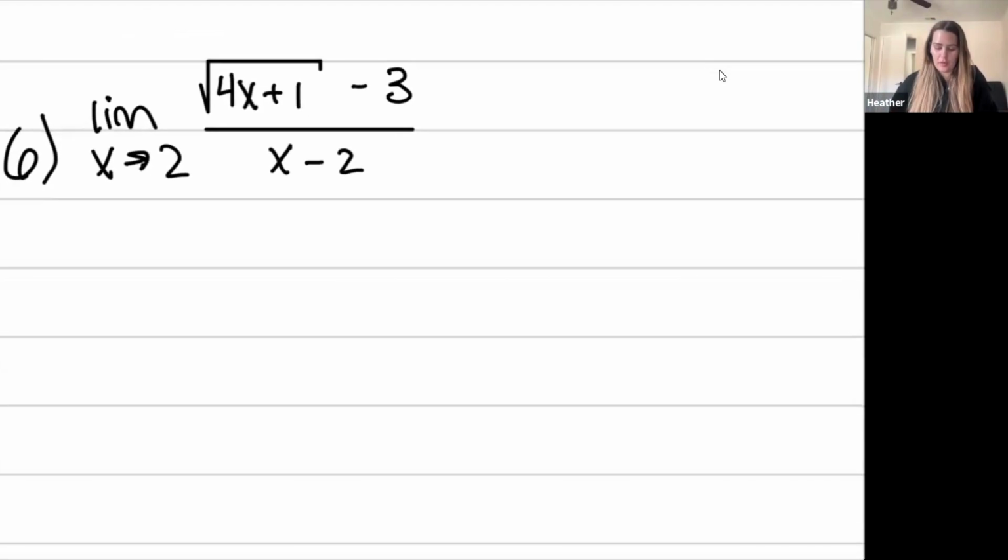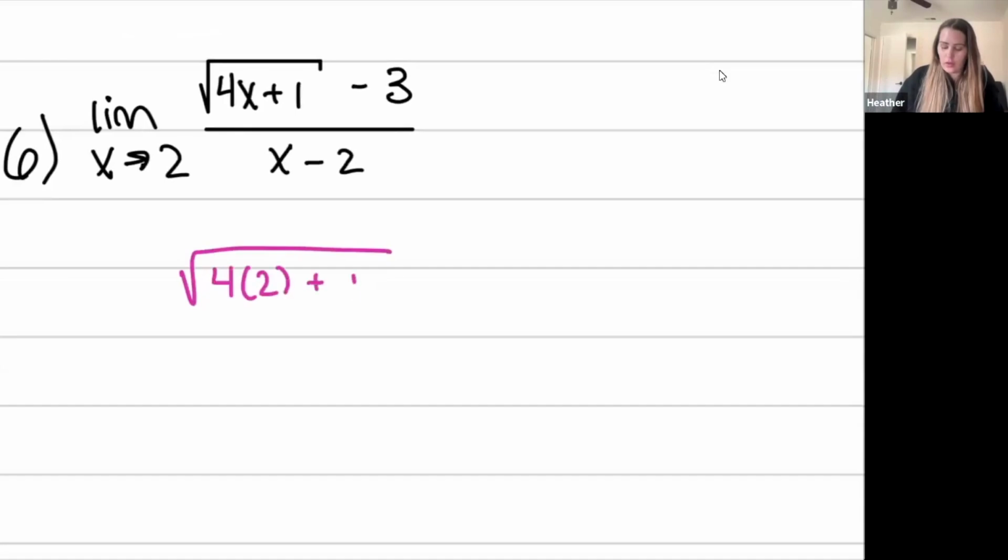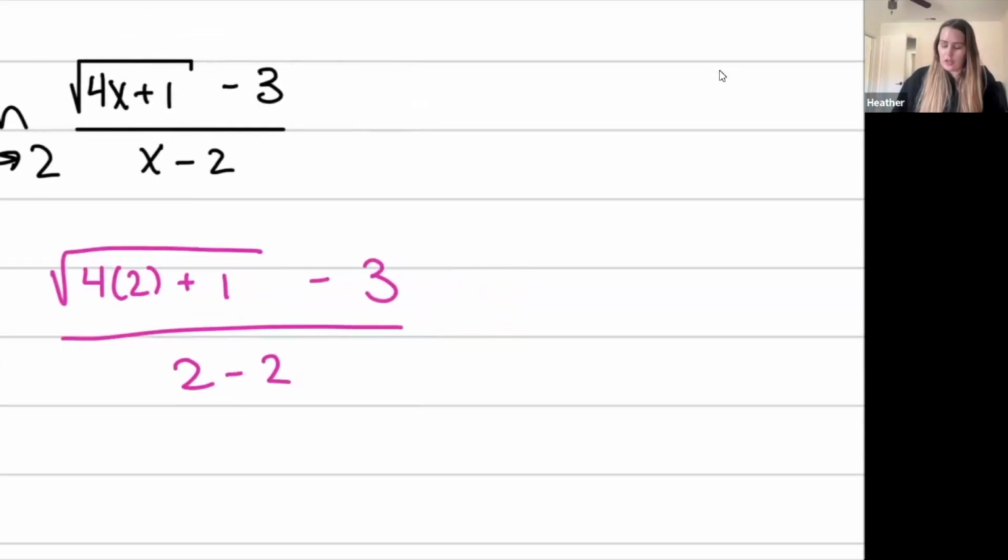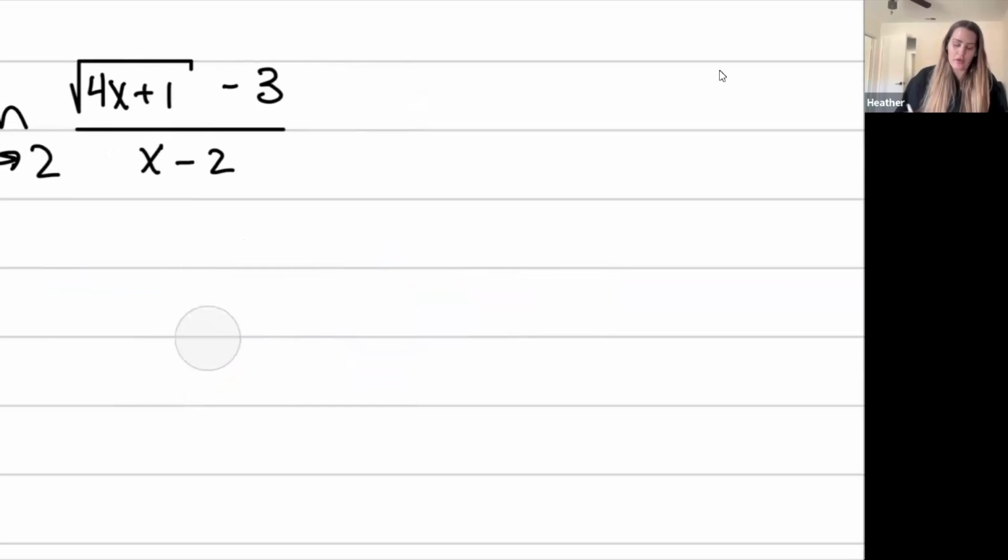So this one here, if we notice, we cannot use direct substitution. Why? What happens when we do? If I plug in 2 here using direct substitution, I would get 4 times 2 plus 1 minus 3 over 2 minus 2. 3 minus 3, which is 0, 2 minus 2, which is 0. This is actually an indeterminate form. Can't do that. So sometimes direct substitution doesn't work. Like we said, that's a no-go. We're going to try a different approach.